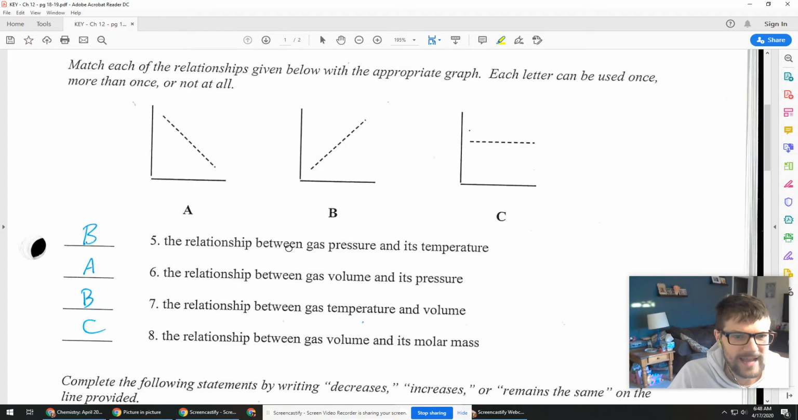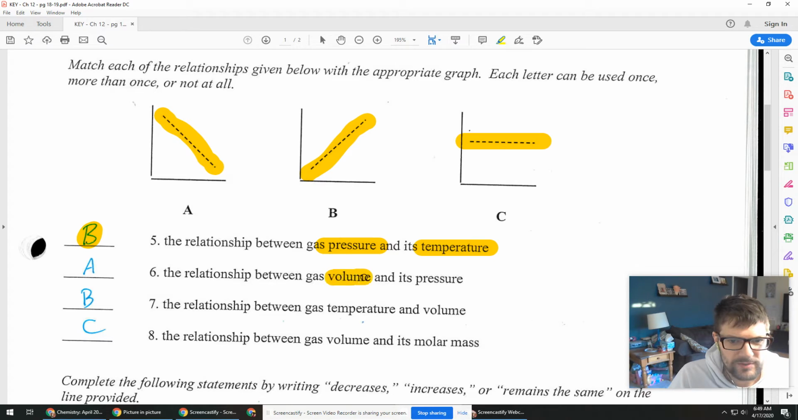Next up, we have some graphs, and these graphs show different relationships. We have a positive or direct relationship, we have an inverse relationship, and we have this sort of no relationship, just a constant relationship. So the first one here is actually the trickiest, gas pressure and its temperature. As you heat a gas, its pressure goes up. That is direct. That's why it would be there.